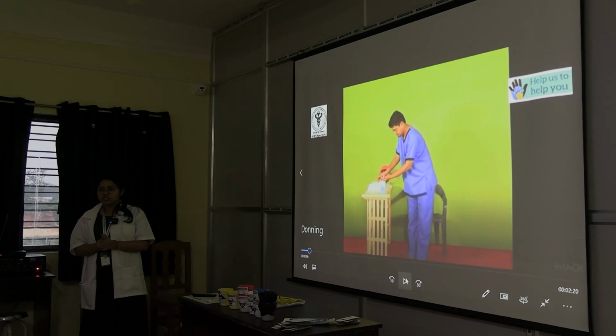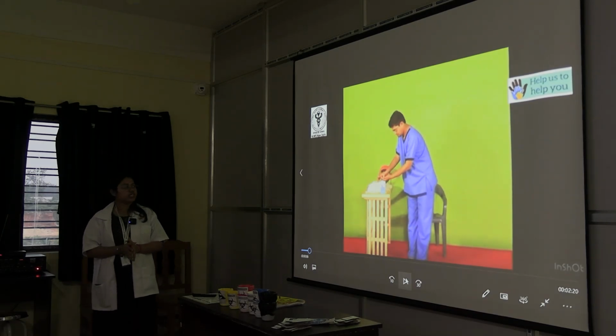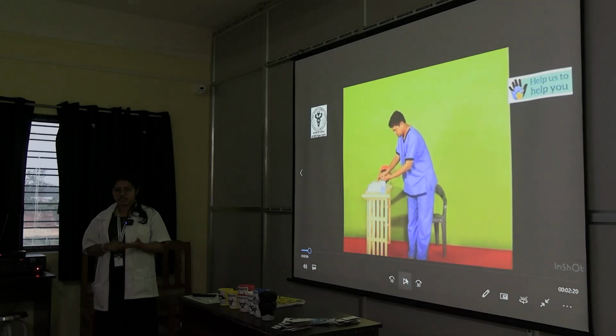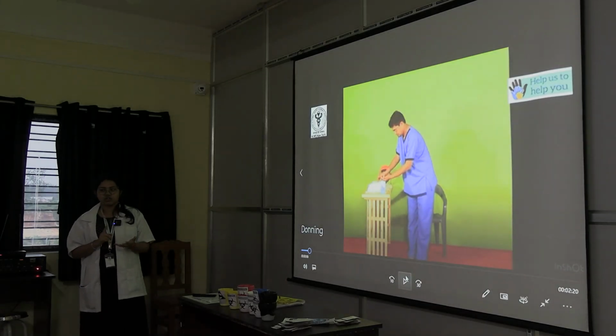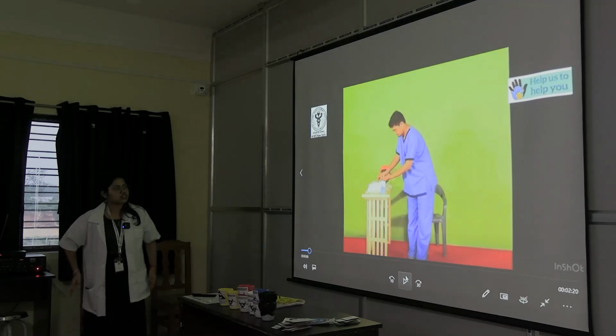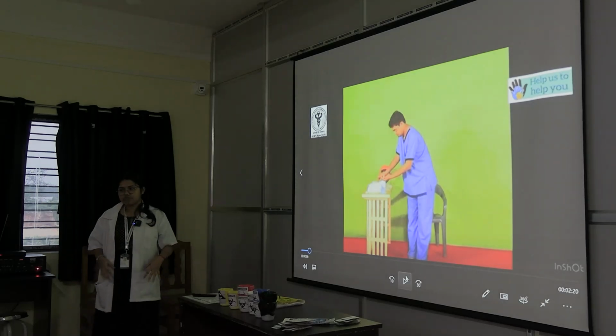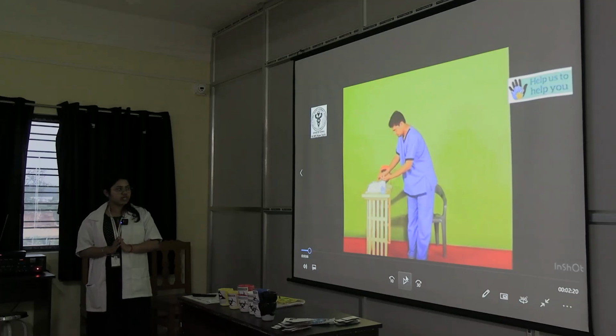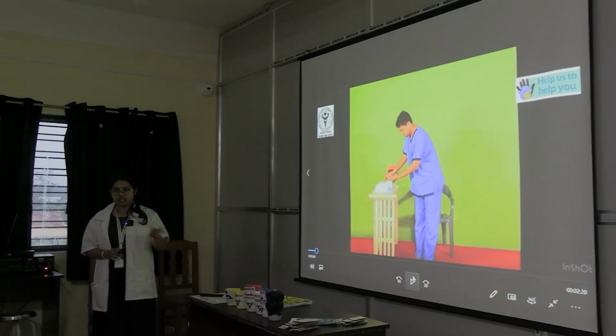So before donning you should remember that you should be in a standardized area, and you should be removing all your accessories, jewelry, your watch, mobile phones or wallet, all these things, and you should be in your scrubs. And before starting the procedure you should do the hand hygiene steps, all the 6 steps of hand hygiene.